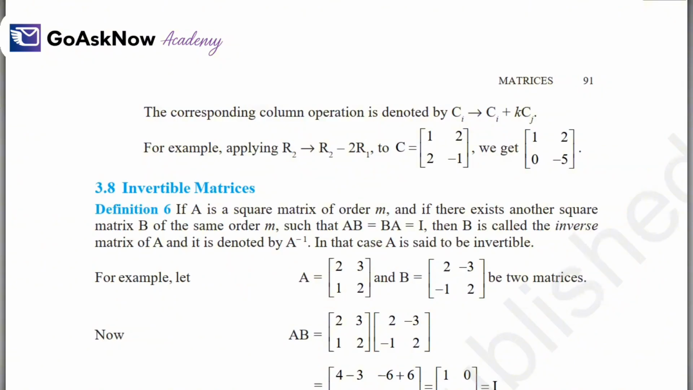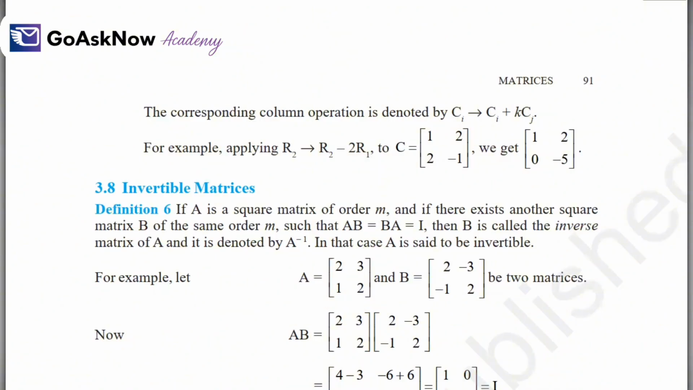Okay, so that is the definition of invertible matrices: if you have any matrix B that you multiply with any original matrix A, then you will get AB = BA. Means AB multiplication is equal to BA, and that is coming out equal to I, that is the identity matrix. Then B is called the inverse of matrix A, and it is denoted by A inverse. In that case, A is said to be an invertible matrix.